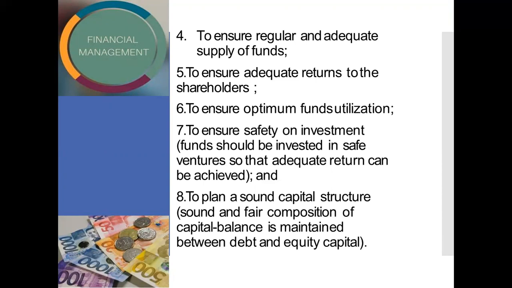The next one, to ensure safety on investment. That is, funds should be invested in safe ventures, which I've already told you, students. What are safe ventures? It means we should only invest the funds in the bonds which have a good rate of return, otherwise not, so that we can have good returns and profits too. The next one is to plan a sound capital structure. That is, a sound and fair composition of capital, where balance is maintained between the debt and the equity capital.